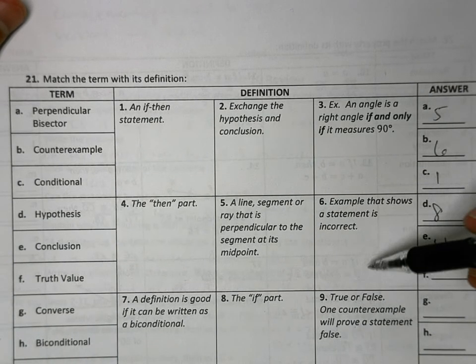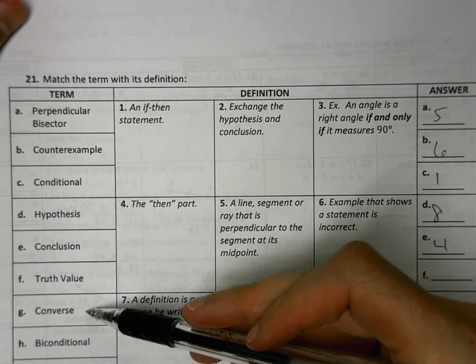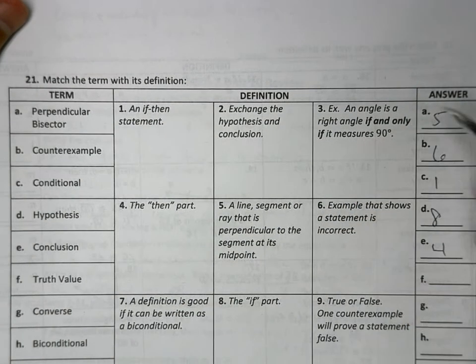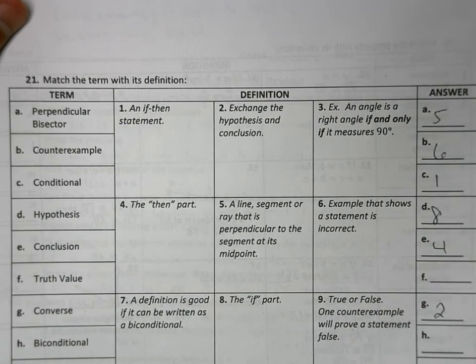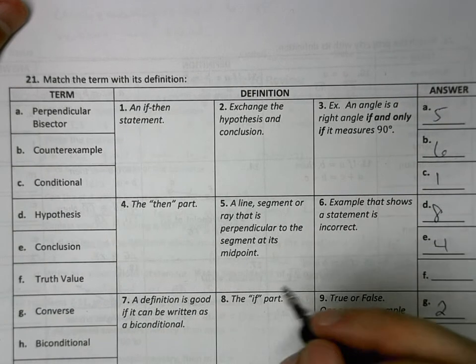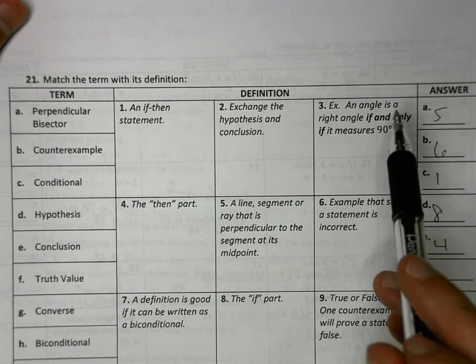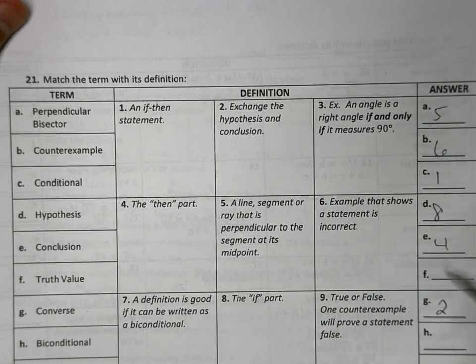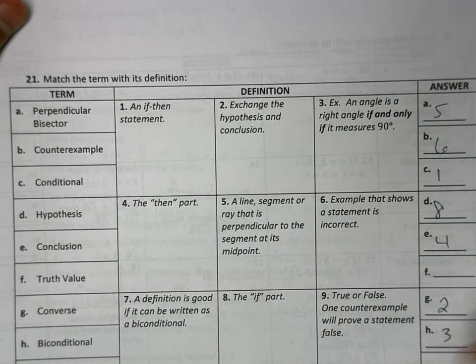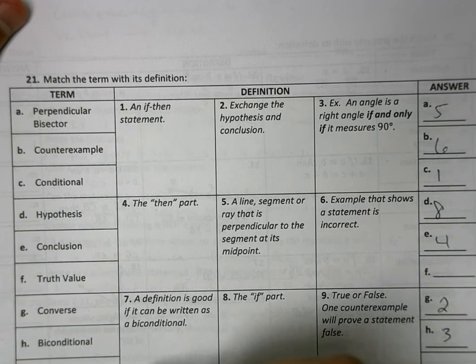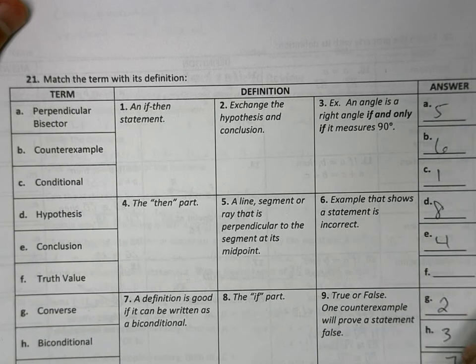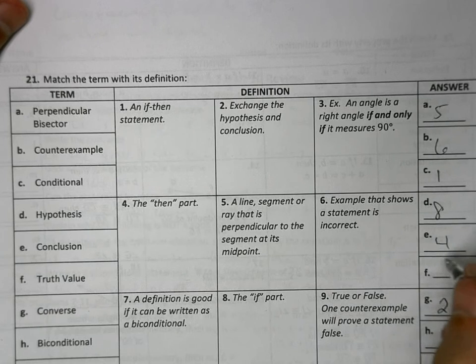Let's go back to that. Converse is when you exchange a hypothesis and conclusion, so that's a 2. The biconditional uses if and only if, so that would be number 3 has the example. And a good definition is one that could be written as a true biconditional, 7. So that means the only thing missing is 9.